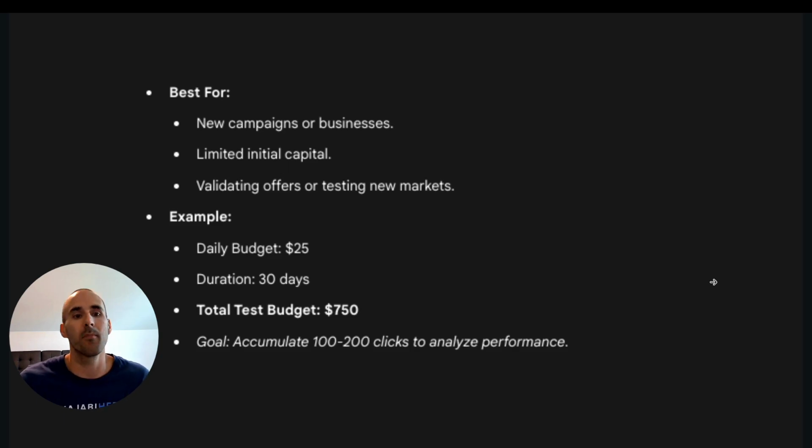So let's say, for example, you have a daily budget of $25. You decide to run it for 30 days. And so your total test budget is $750. And your goal is to accumulate 100 to 200 clicks, analyze performance, and then pivot to a different budgeting method. And again, my preference is going to be the 3rd one that we review.